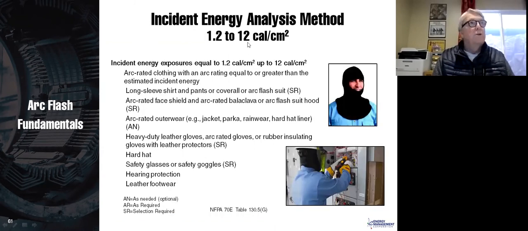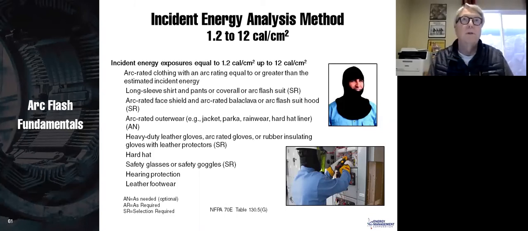When you get 1.2 to 12, now you need your coveralls, and notice that they've fixed the balaclava problem. Anytime you're over 1.2 under the new system, you must wear a balaclava. And it is our company policy to wear a balaclava all the time when we're working on energized parts. Also notice that this allows you to go up to 12 calories. So under the new method, you can go to 12 calories. Under the old method, only 8 calories.